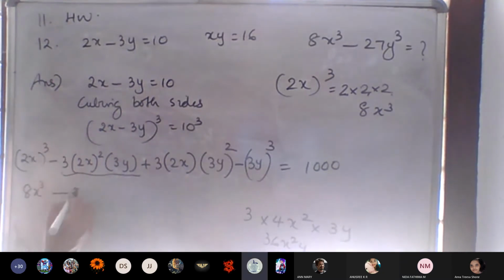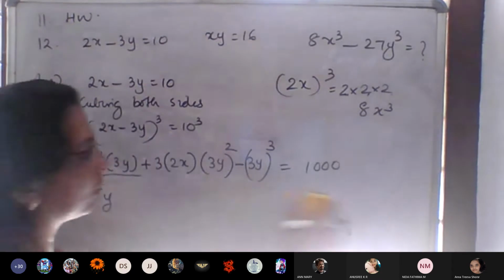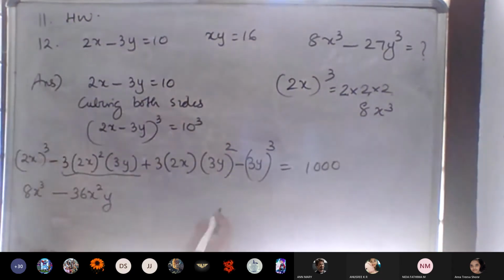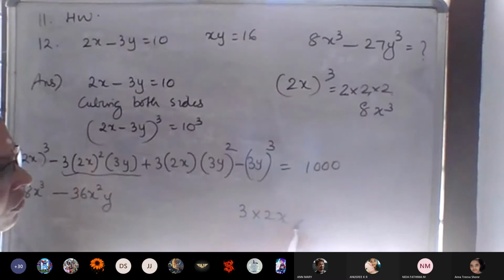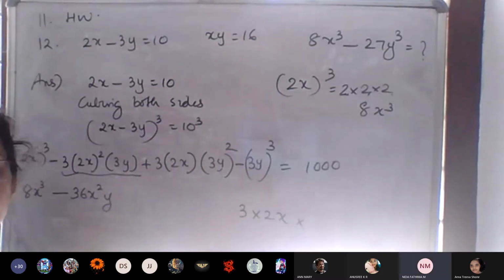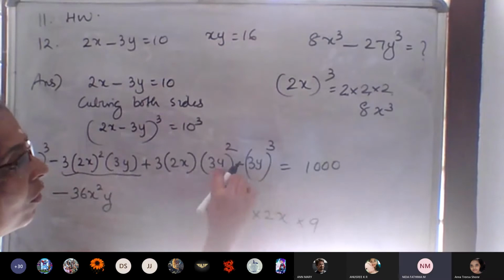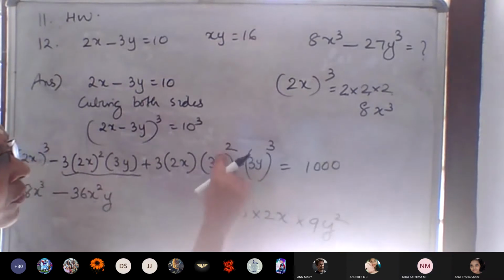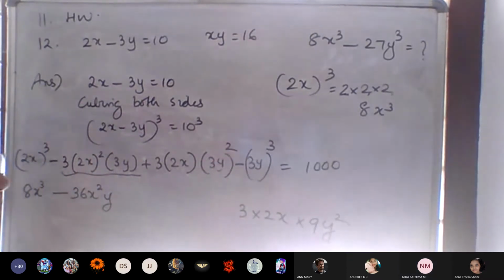So minus 36x²y. Then in the same way, do the working column for this one: 3 into 2x into 3y, the whole square, means 3 square y, 9, 9y square. Square is for y also, no? So y square. Yes, ma'am.